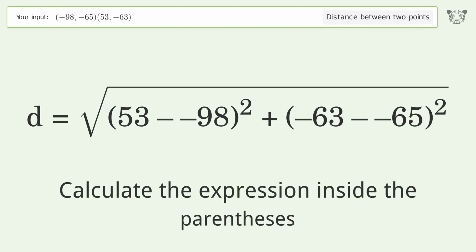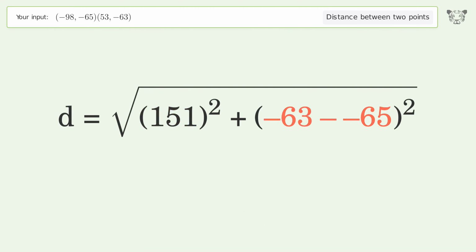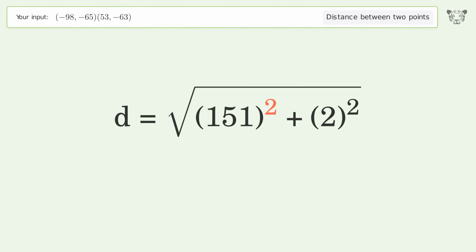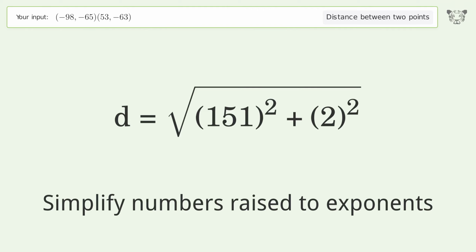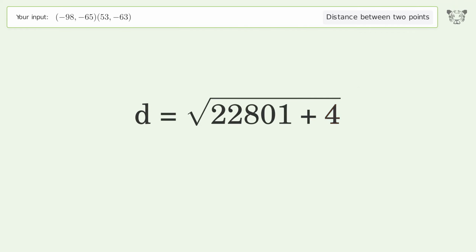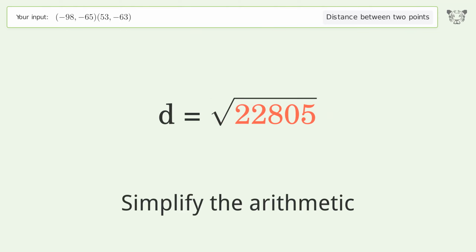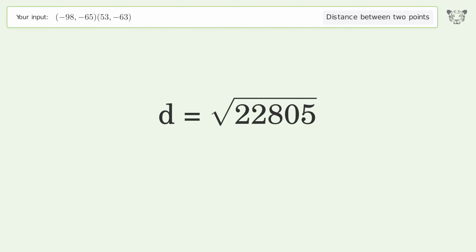Calculate the expression inside the parentheses. Simplify numbers raised to exponents. Simplify the arithmetic. And so the distance between the 2 points is the square root of 22,805 or 151.013.